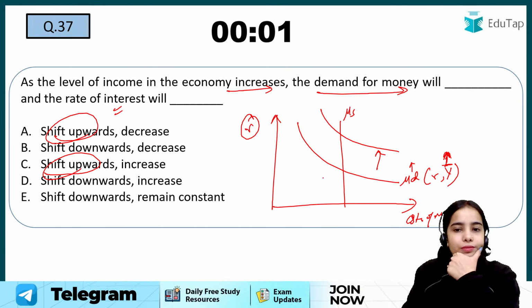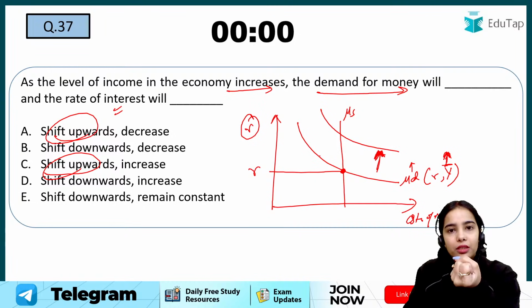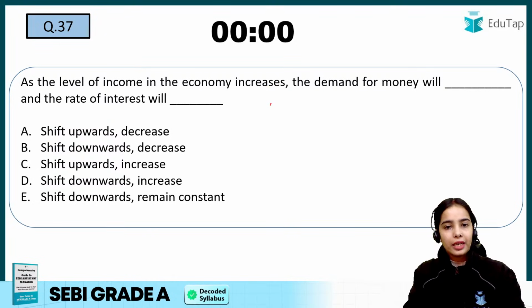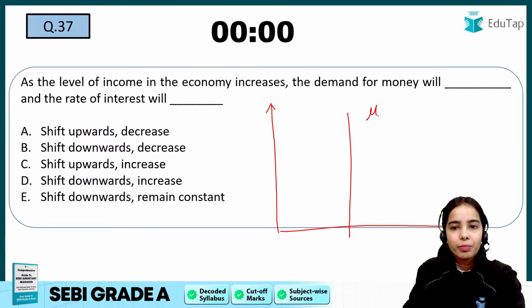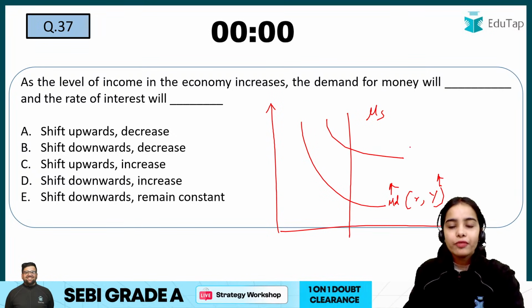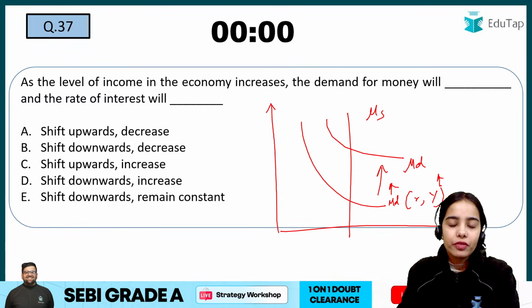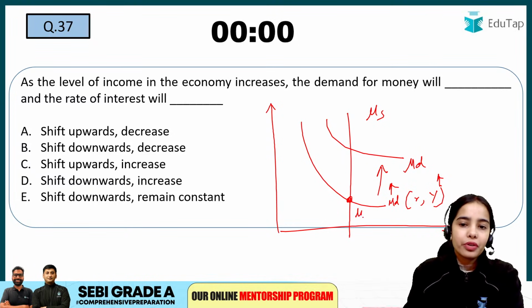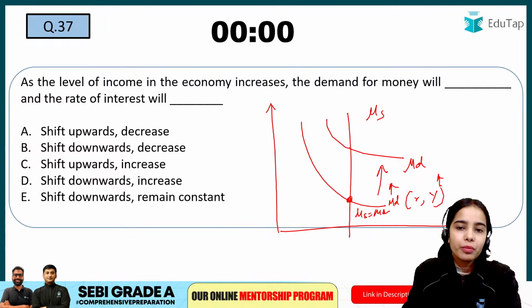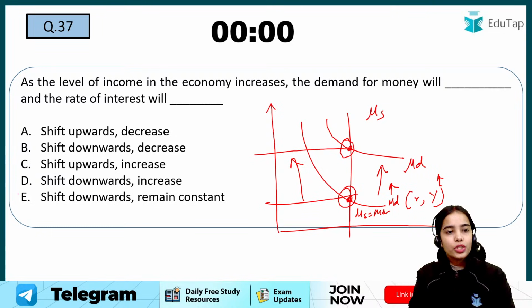The rate of interest will, now the equilibrium rate of interest was here. Demand for money is increasing. So what will happen to the equilibrium rate of interest? If we are demanding more money, the interest rate will increase. See the diagram again. This is your money supply. This is the demand for money. If the level of income is increasing, that means we will demand more money. We have more income. We will demand more money for our transactions. So if demand for money is increasing, it is shifting upwards. If it is increasing, so equilibrium rate of interest, where money supply was equal to demand for money, that will also increase. Equilibrium rate of interest is also increasing. Okay, so C is the answer.